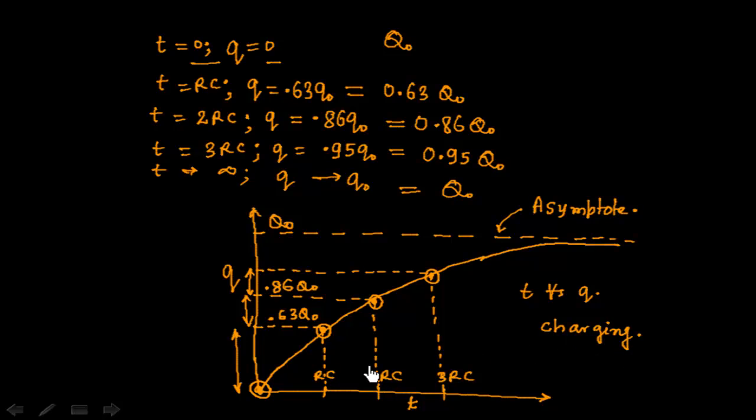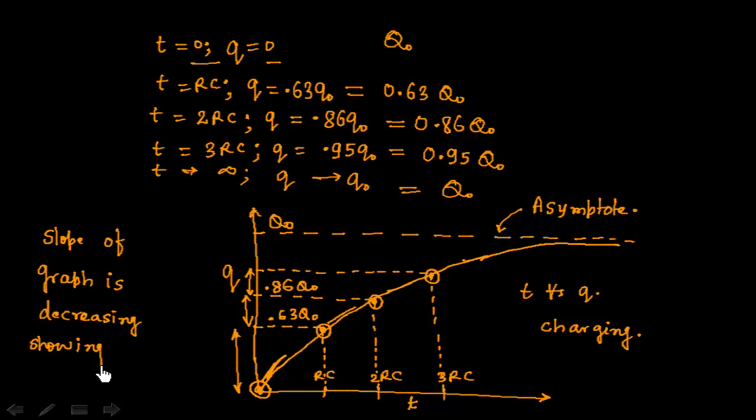So from here we can also say the rate of charging initially is high. You see that dq by dt is nothing but the tangent. So the slope is decreasing, so the rate of charging is decreasing. So we can say the slope of this curve or graph is decreasing, and this is showing the rate of charging decreases.